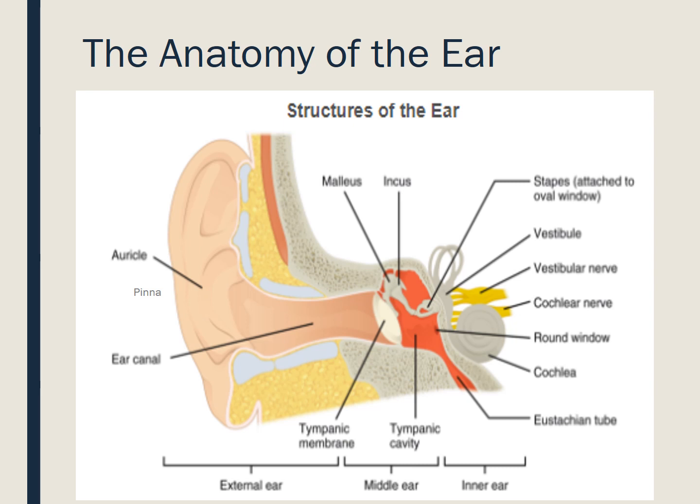The inner ear has two regions: the cochlea, which is responsible for hearing, and the vestibule, which is responsible for balance. Today's presentation will focus on conditions that affect the external and middle ear.